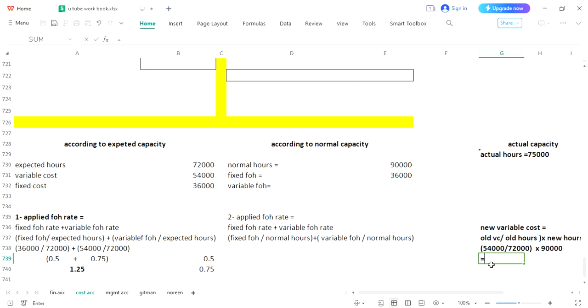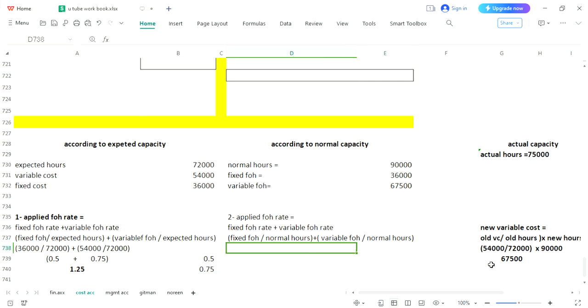Now we can put it on our calculator. 54,000 divided by 72,000, and it would be multiplied by 90,000. So we have got our new variable cost, which is 67,500. You can put it over here. So requirements completed.